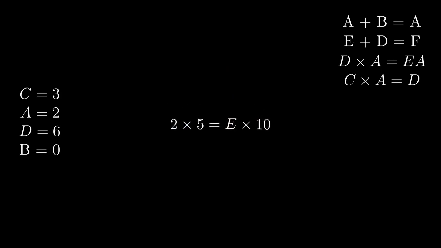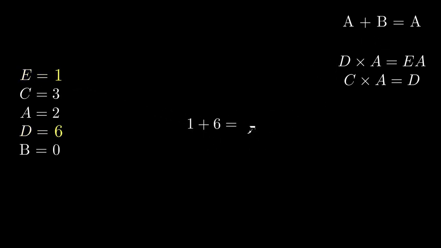And we can use the same equation and substitute the values of D and A to find the value of E, that equals 1. And using the second equation and substituting the values, we see that F equals 7. And that's our solution.